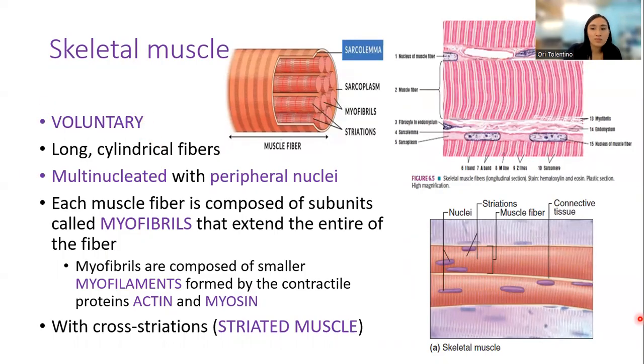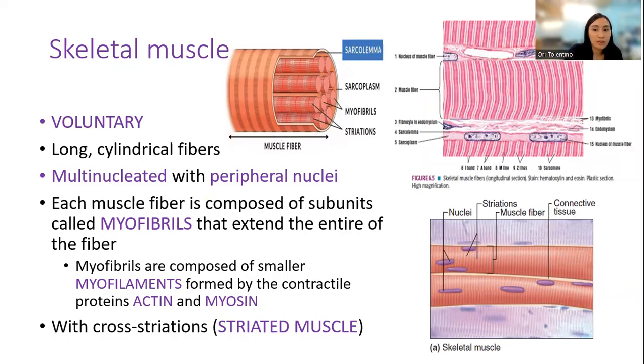It is made of long cylindrical muscle fibers. Your cardiac muscle is also made of cylindrical fibers, but they are shorter. Remember, long cylindrical fibers look like a cylinder. They have many nuclei, which are found at the periphery of each muscle fiber. So remember, they are multinucleated and have peripheral nuclei.